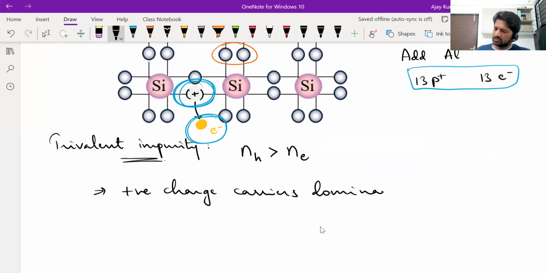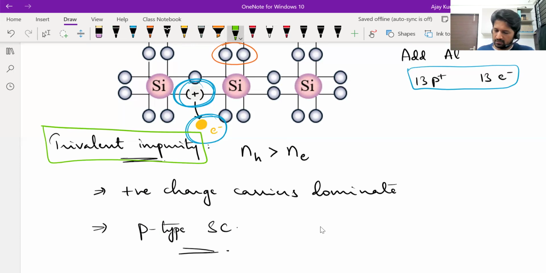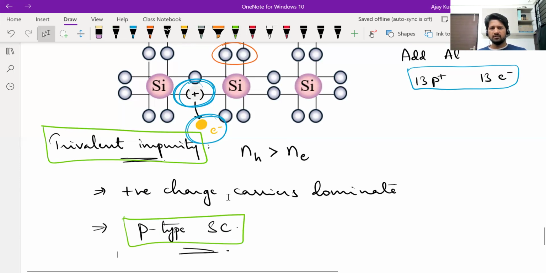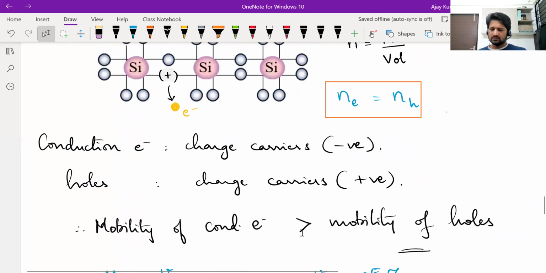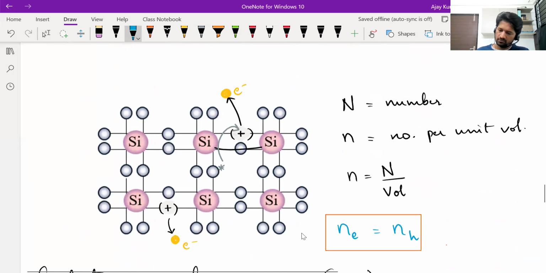And if positive charge carriers dominate, we call it a p-type semiconductor. So if you dope silicon with a trivalent impurity, you get a p-type semiconductor. Fine. It's important to understand what happens. Silicon naturally has electron hole pairs. So these electron hole pairs will anyway be there.